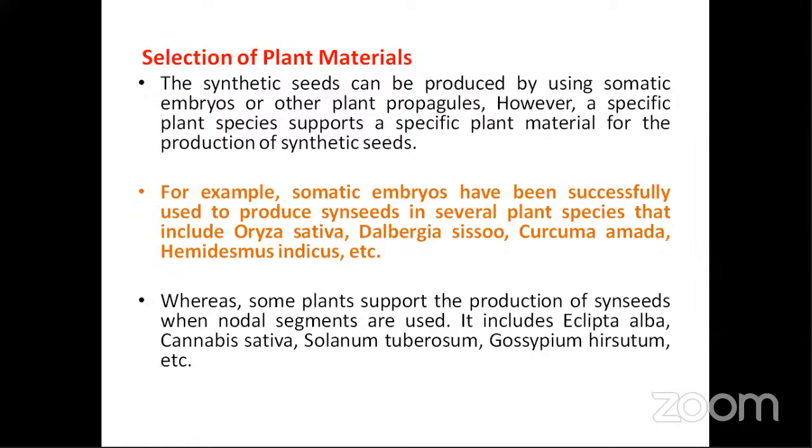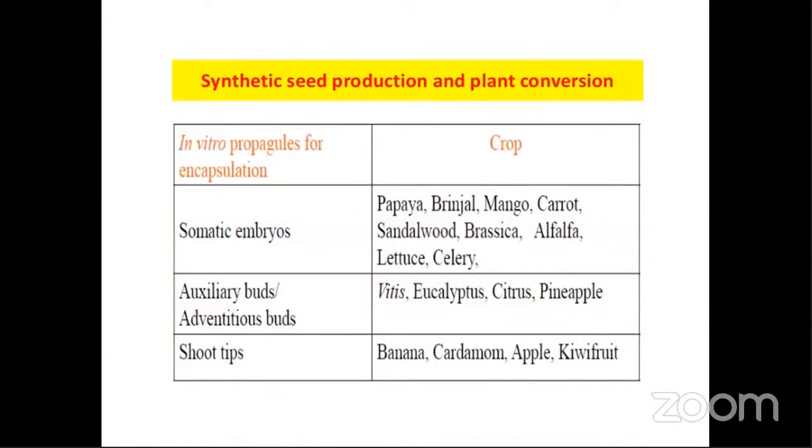Whereas some plants support the production of synthetic seeds when nodal segments are used, it includes Eclipta alba, Cannabis sativa, Gossypium hirsutum, Solanum tuberosum, etc. Next slide, please. Here, somatic embryos are used as in vitro propagules for encapsulation in crops like papaya, brinjal, mango, carrot, sandalwood, brassica, alfalfa, lettuce, celery.